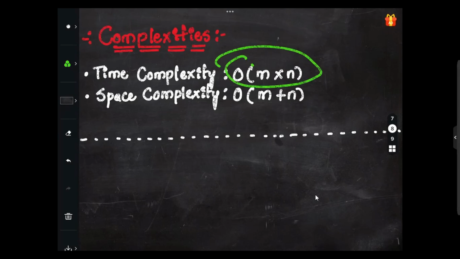So what would be the space complexity here? Space complexity would be big O of m plus n. Why is it m plus n? Because we are storing the 0 rows and 0 columns using hash sets.